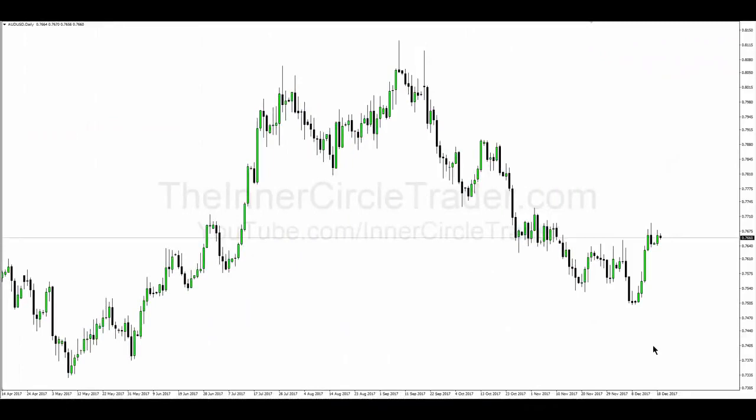Okay, folks, we're looking at the Aussie dollar. This is a daily chart. And I'm going to be using this currency pair. This works on all currency pairs, all markets, all asset classes as well.